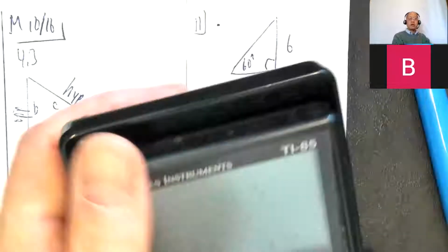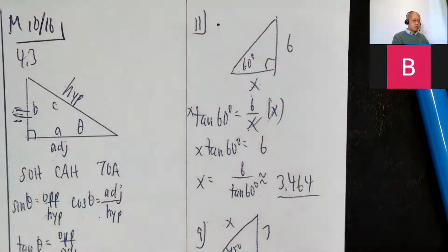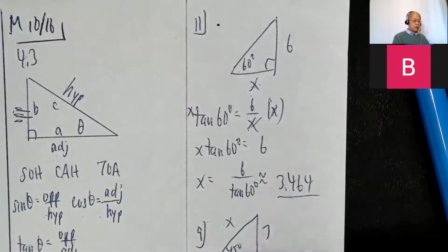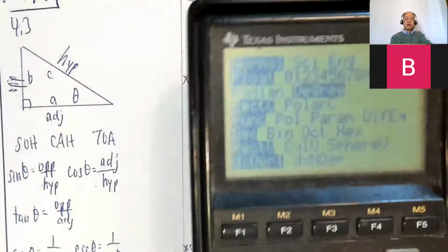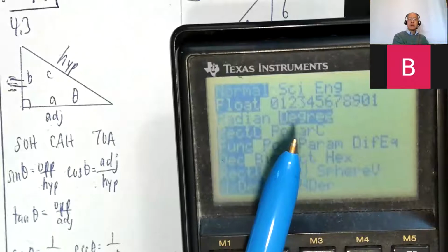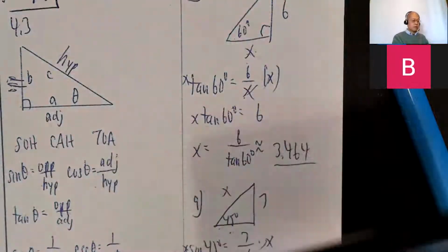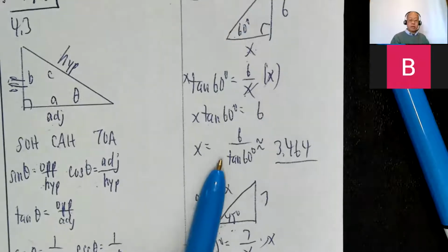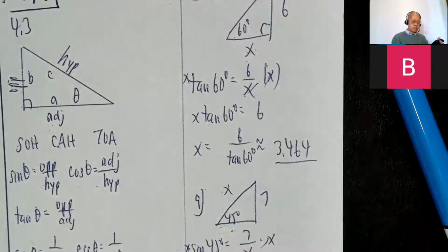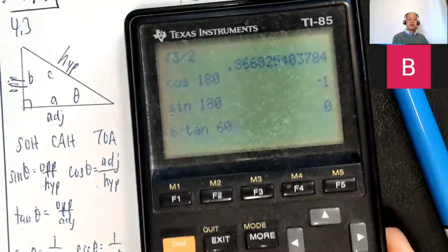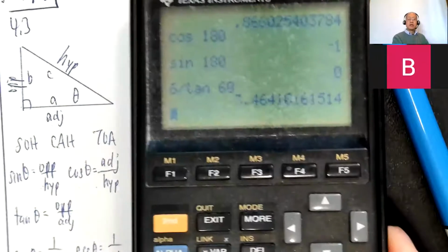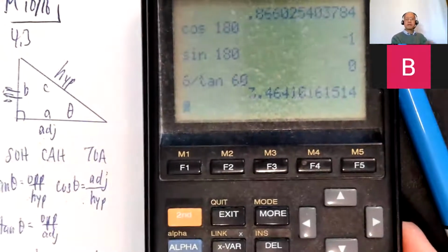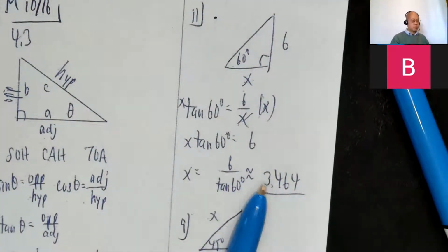Okay, quick check on a calculator. You have to make sure you're in the correct mode. So I go to where I have mode on my calculator. One of the options is degrees or radians. I want to be in degree mode. I am in degree mode. So I get back out, I quit, essentially. And then what do I want? 6 divided by tan 60. And then we get 3.464, roughly.